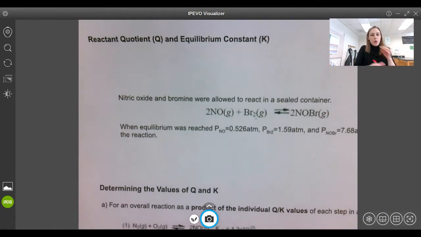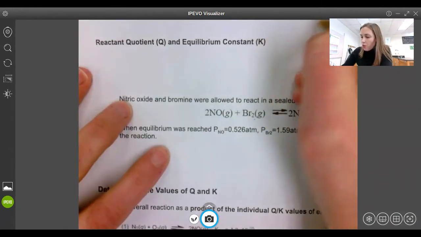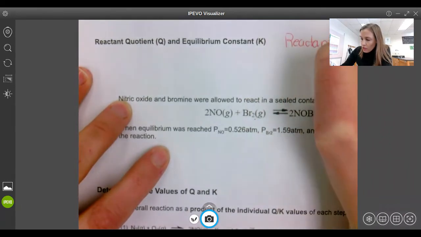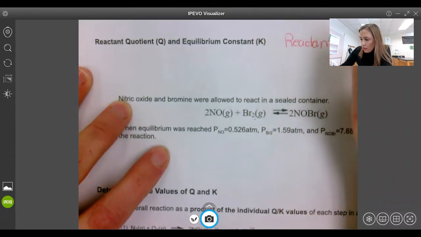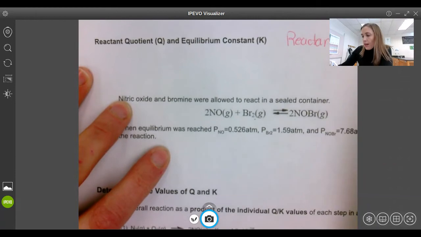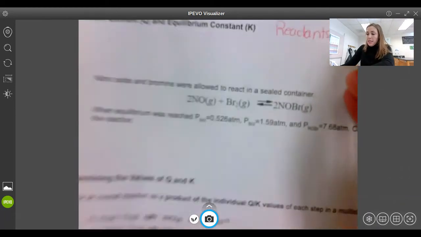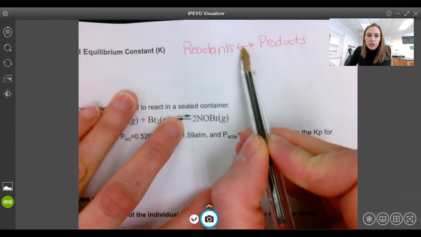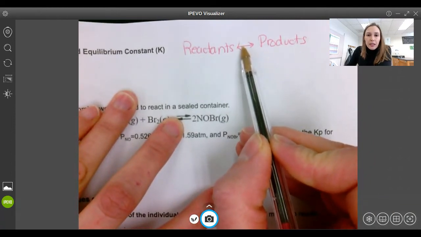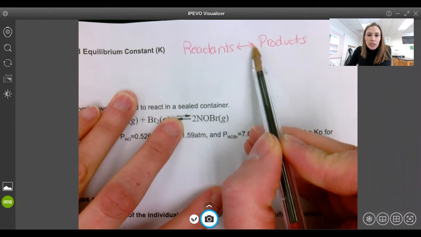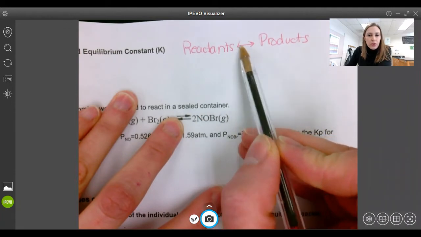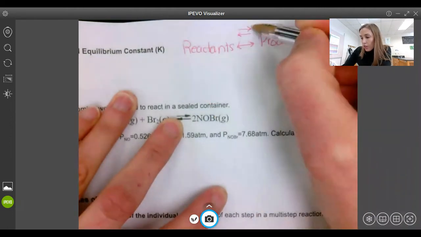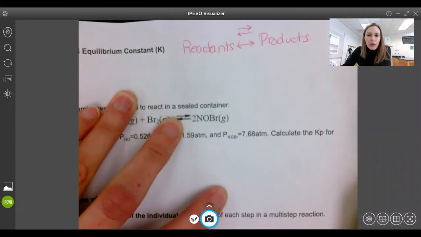So let me first go over that when we're dealing with our reactant quotient and our equilibrium constant, we're going to be looking at our balanced equations, our reactants going to our products, and then these double arrows representing that idea that we have both the forward and reverse reactions occurring. Remember that at equilibrium, the rate of the forward reaction is going to be equal to the rate of the reverse reaction. So a lot of the time you can think of this as the double arrows over each other of equal lengths representing those equal rates.